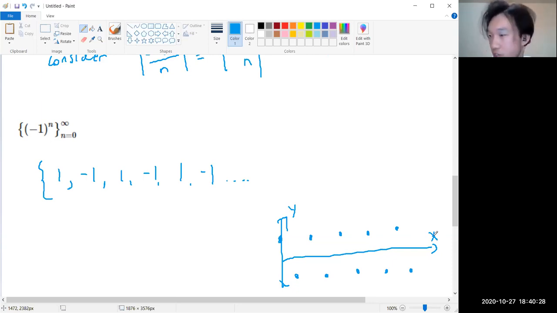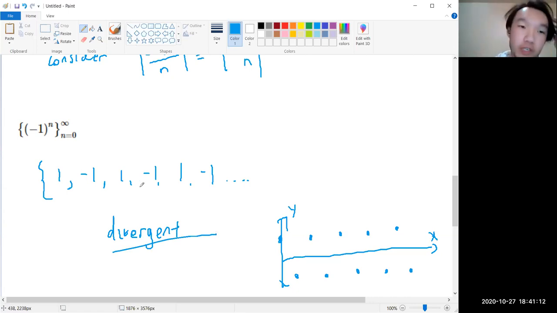Diverges. Why do you say it diverges? Because it's kind of like cosine. I see. Oscillating. Yeah, that's basically it. So this diverges. And the reasoning is pretty much the same reason why we call trig functions divergent. So let me write divergent.